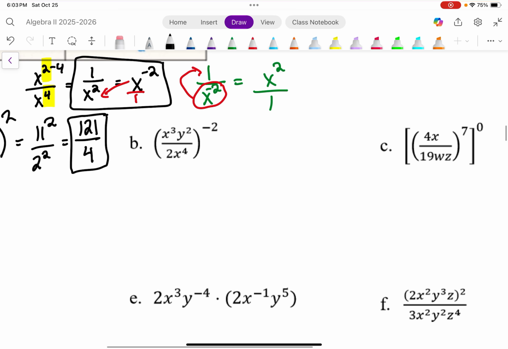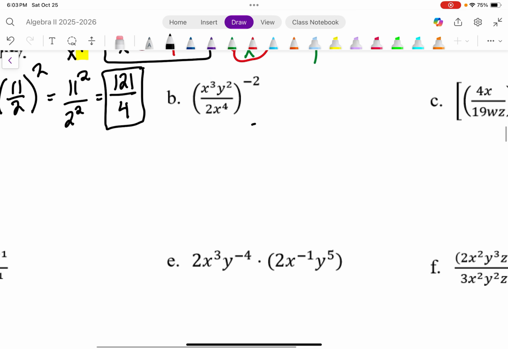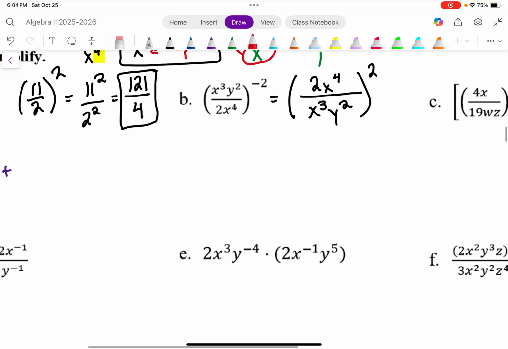Okay, so then for example B, inside parentheses we have a fraction, and then we have a negative exponent on the outside. The first thing I'm going to do is get rid of the negative exponent. To do that, we take everything in the numerator and put it in the denominator, so x cubed y squared is now in the denominator, and everything that was in the denominator goes to the numerator. So we would have 2x to the power of 4. And now the exponent becomes positive. Then that exponent is applied to everything in the parentheses, so it's applied to the 2, the x on the top and the bottom, and the y.